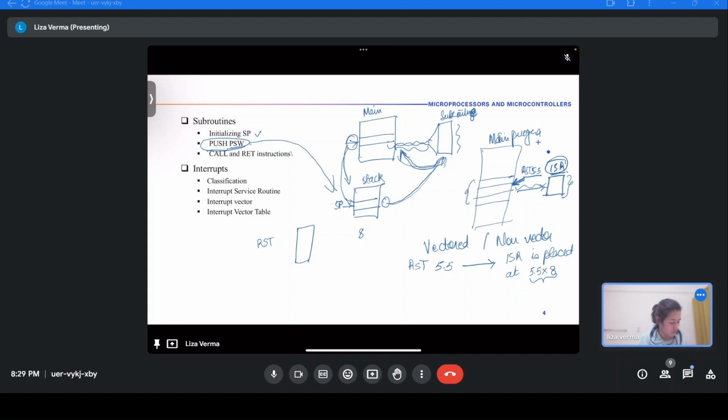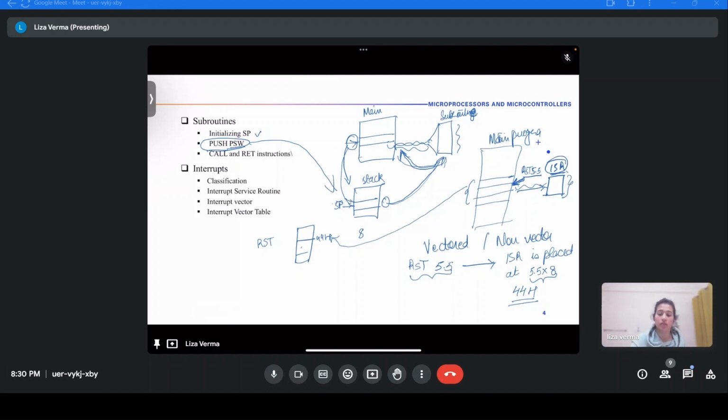So, can you do this multiplication? 5.5 into 8 is 44. So if this interrupt occurs, the MPU will know that it has to go to this 44H. Let's say this is location 44H. The MPU will go to 44H where the ISR of this interrupt is placed.